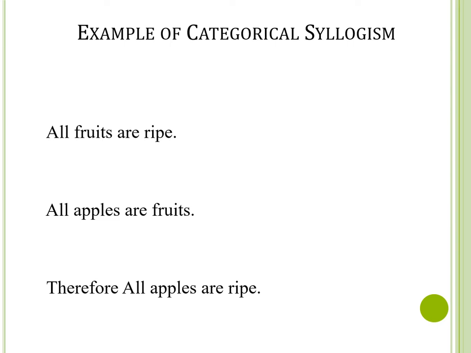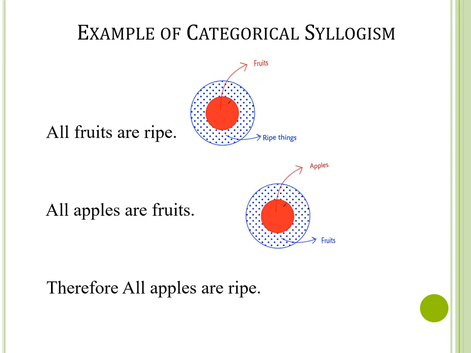The first proposition, all fruits are ripe. In this, the class of fruits is the subject term and the class of ripe things is the predicate term, where the class of fruits is wholly included in the class of ripe things. In the second proposition, the class of apples is the subject term and the class of fruits is the predicate term. The class of apples is wholly included in the class of fruits. Therefore, all apples are ripe is the conclusion, in which the class of apples is the subject term and the class of ripe things is the predicate term, where the class of apples is wholly included in the class of ripe things.